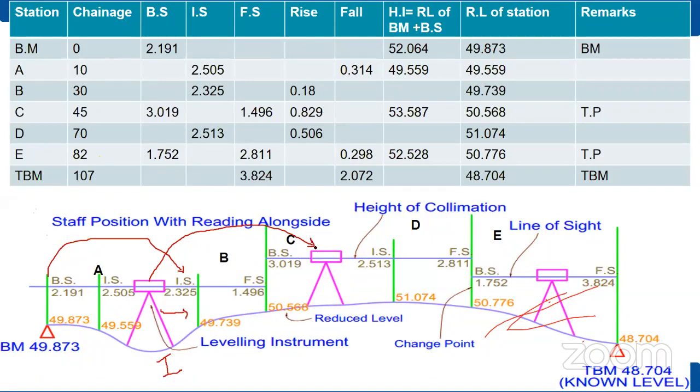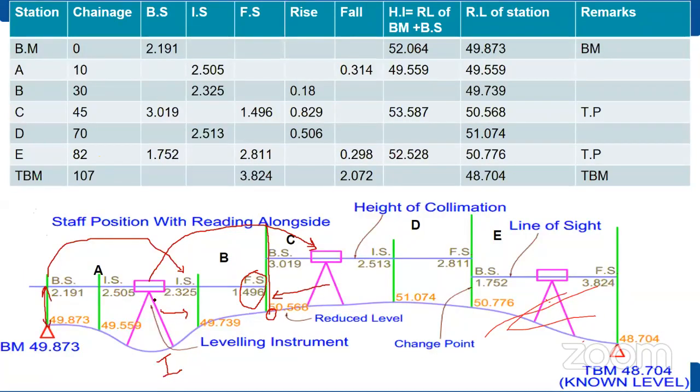But the thing is, I am going to keep my staff over here only. I have taken a foresight over here, this one. After shifting the instrument, the first reading will always be backside, because I already know this elevation. See, if you observe this one, 49.873 is my benchmark. From here, I have observed the backside. It is 2.191. 2.191 means from here to here, it is 2.191 meters.